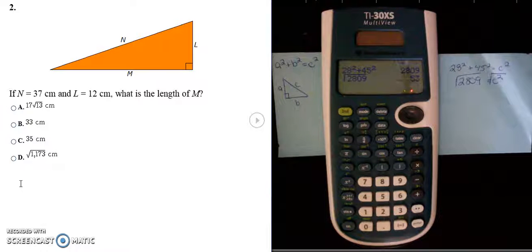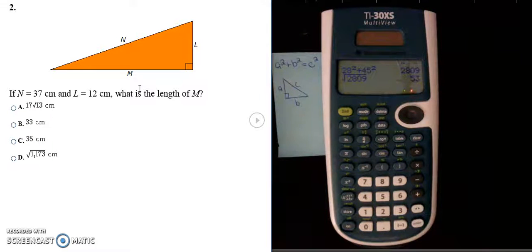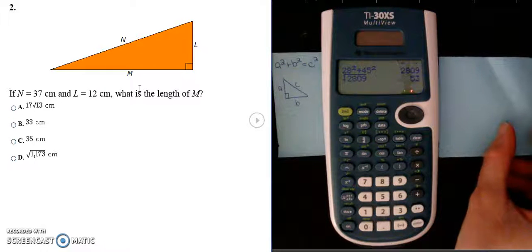Number 2. I'm given another right triangle, and this time I'm told n is 37 centimeters, and that's going to be my hypotenuse. And I'm told that the leg L is 12 centimeters, and it wants to know what is the length of my other leg M. So I'm going to be using the Pythagorean Theorem again, only this time I'm going to be solving for a leg. So we'll solve for a.